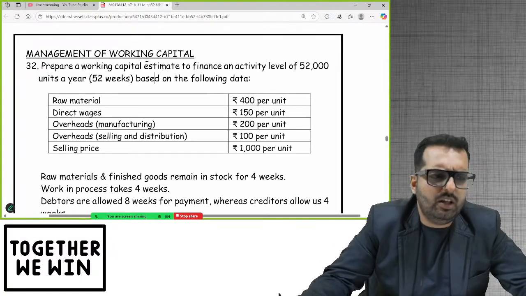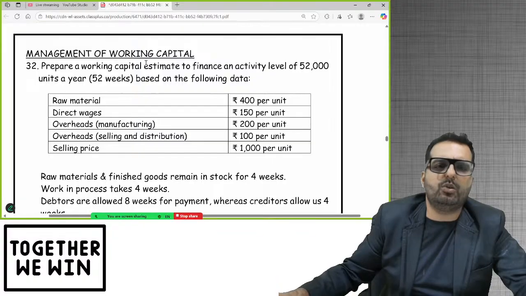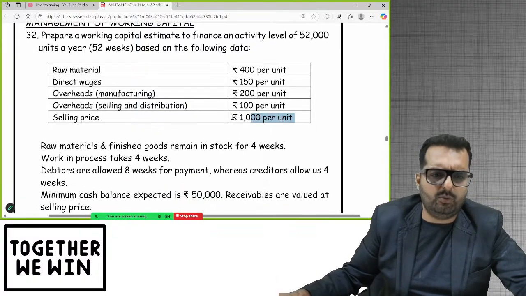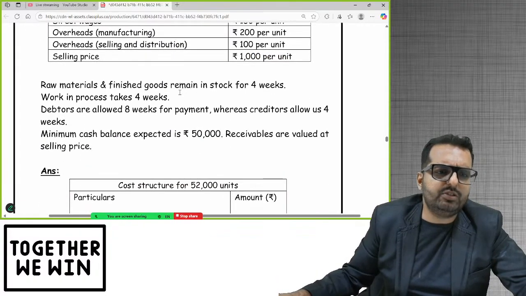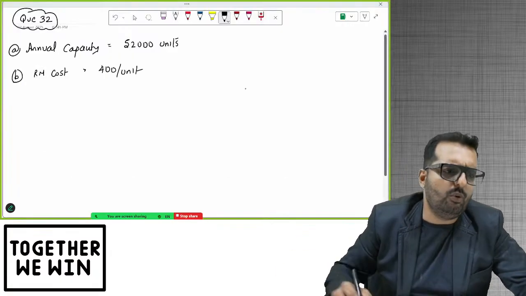Okay, let's not write down this. Wages 150, overheads 200, other selling and distribution overhead 100. Selling price is turning out to be how much? It is turning out to be 1000. Okay. Raw material and finished goods remain in stock for how many weeks? They remain in stock for 4 weeks.